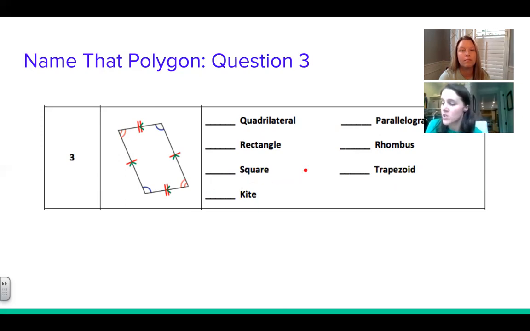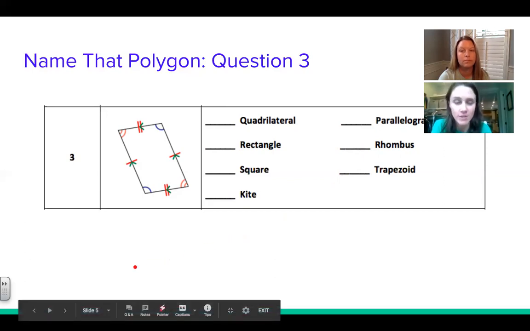So then we're moving on to parallelogram. This is a parallelogram because a parallelogram has 4 sides, 4 angles, and then the opposite sides are congruent and parallel. And that's what is shown in the little red tick marks on the actual shape. And then for rhombus, it is not a rhombus and it is not a trapezoid because it does not fit those attributes of those terms.